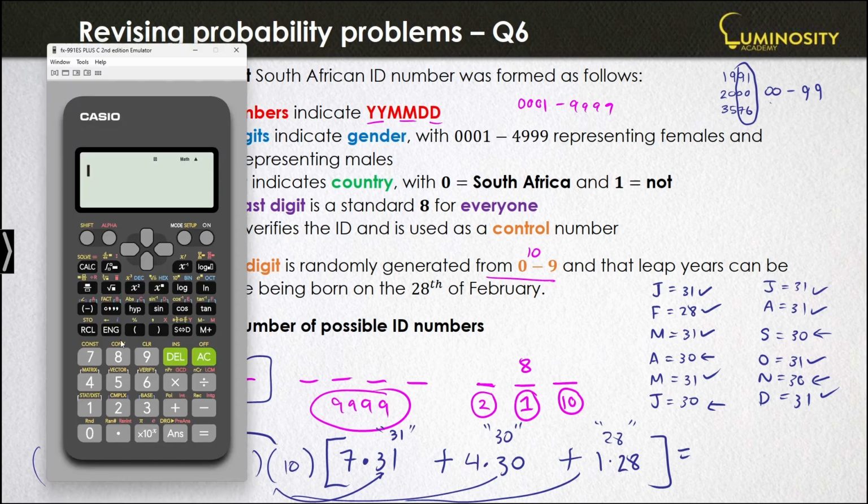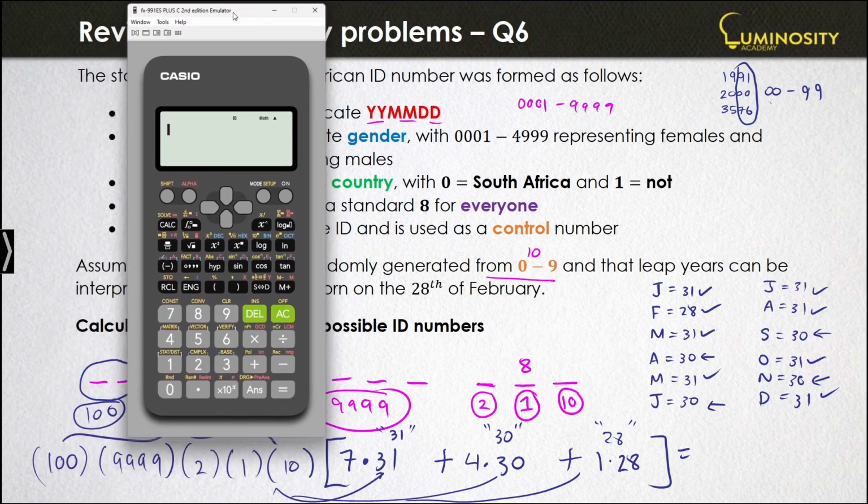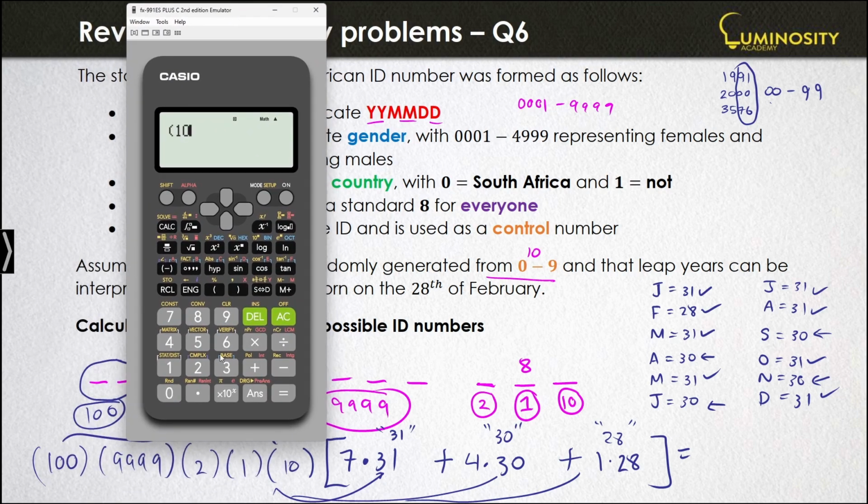Okay, so the common factor we took out, let's just bring it up here. It's going to be 100 times 9,999 times 2 times 10, open bracket, 7 times 31 plus 4 times 30 plus 1 times 28.